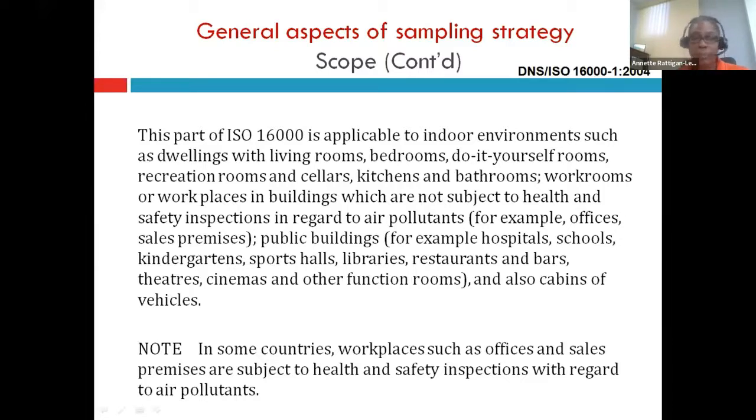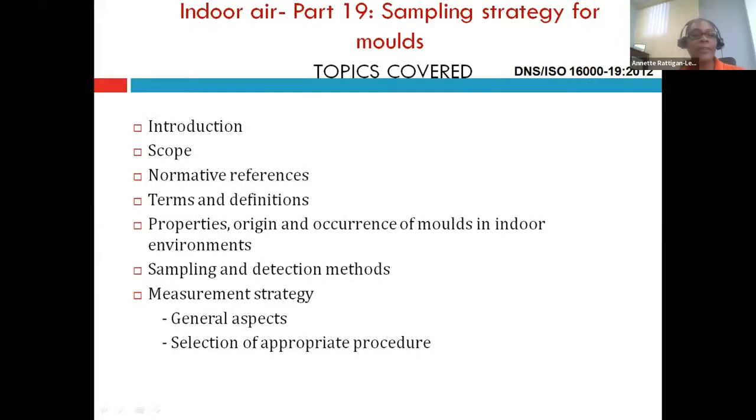I will, in the interest of time, quickly continue with part 19, I believe is the next one. That covers the sampling strategy for moulds. I'm sure a lot of St. Lucians are very familiar with this word, especially within our office spaces. So this part 19 of the 16,000 series is basically looking at the sampling strategy for moulds.